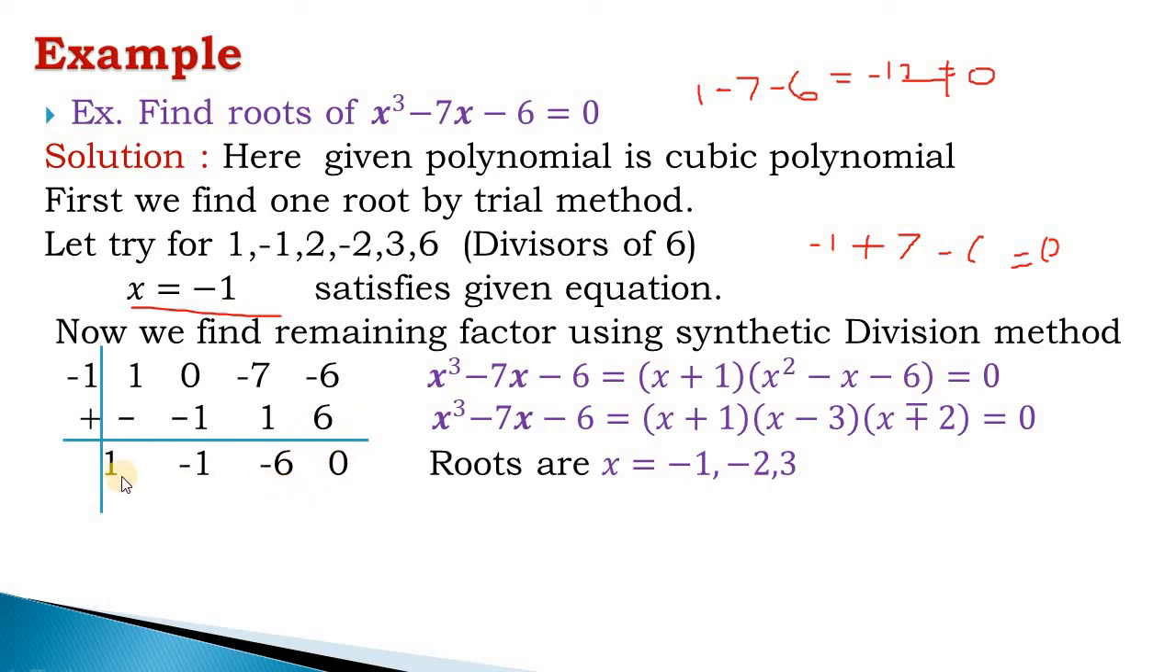And the quadratic factor is x square minus x minus 6. And the factor corresponding to root x is minus 1 is x plus 1. So the factors of the cubic polynomial are x plus 1 and x square minus x minus 6. And now find out the other two factors, or directly the roots. So we are getting x is equal to minus 1, minus 2 and plus 3.